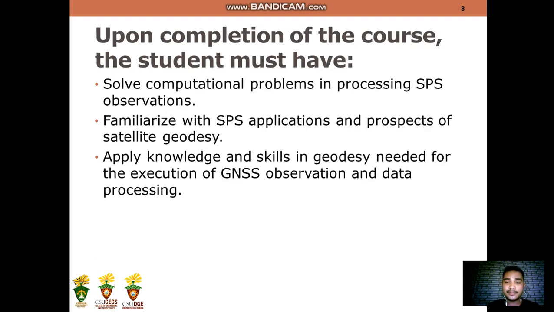Solve computational problems in processing SPS observations. Familiarize with SPS applications and prospects in satellite geodesy. Apply knowledge and skills in geodesy needed for the execution of GNSS observation and data processing.